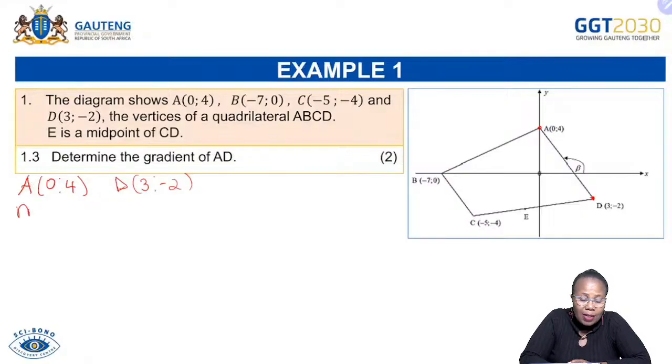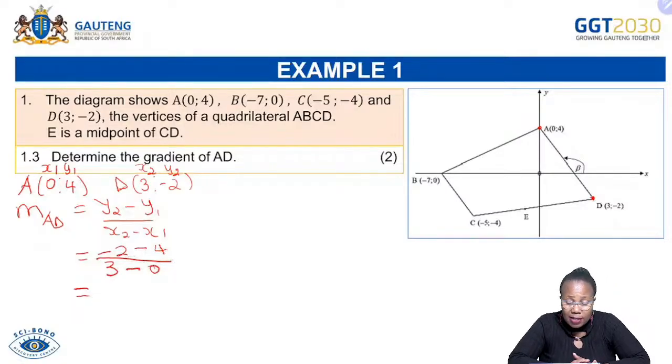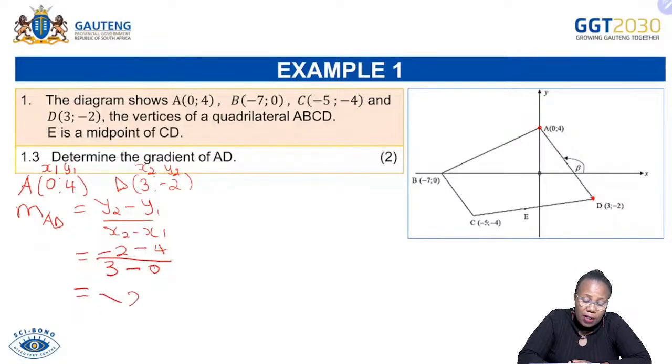So we are looking at the gradient with symbol M of AD is equal to the formula y2 minus y1 over x2 minus x1. Name your family, family 1, x1, y1. The next family, family 2, x2, y2. And then now let's substitute into the formula. What is the y2? Minus 2 minus the y1 which is 4. And then x2 is 3 minus, from the formula, x1 is 0. And then into your calculator, grade 12, the answer is -6 over 3, which is a -2.